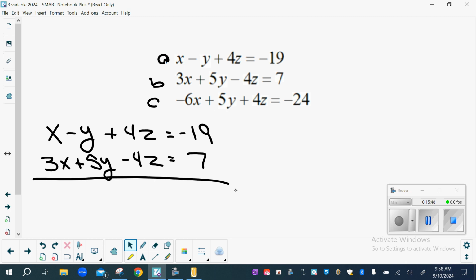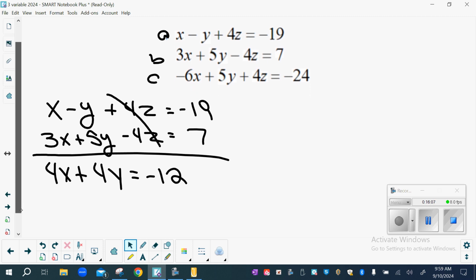I'm going to make those go away. So it looks like I'm going to have 4x plus 4y equals negative 12. Does that seem good? Look, those numbers don't seem scary at all. Yay me. Okay, that was A and B.